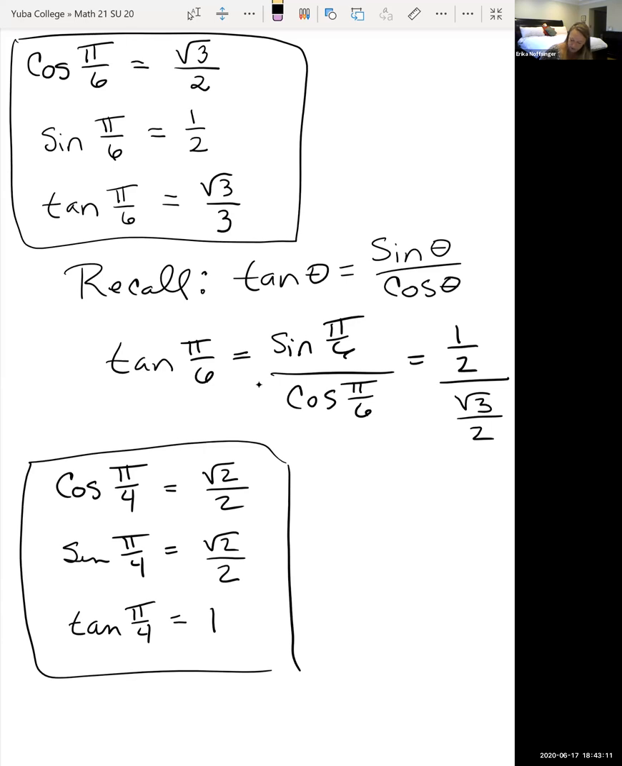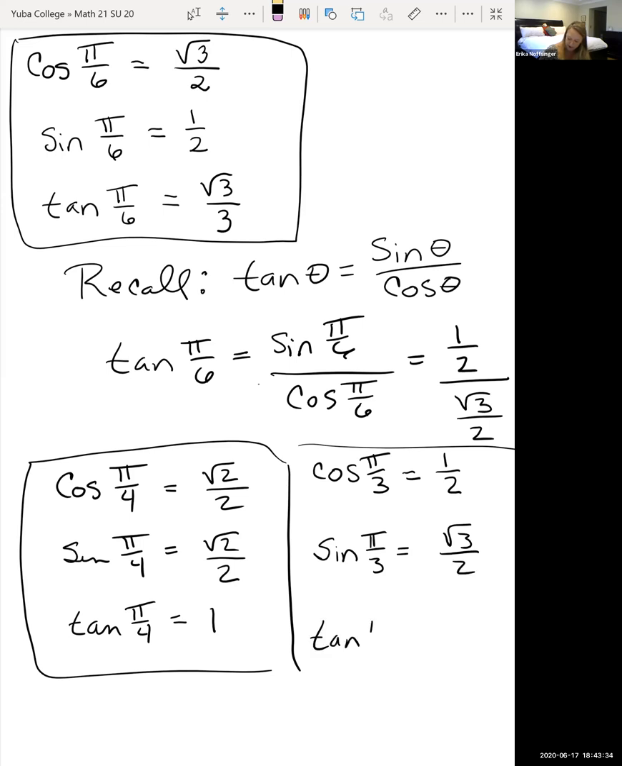And then pi over 3. So cosine of pi over 3, that's 60 degrees, and that is 1/2. Sine of pi over 3 is root 3 over 2. And tangent of pi over 3, which is 60 degrees, that is just root 3.